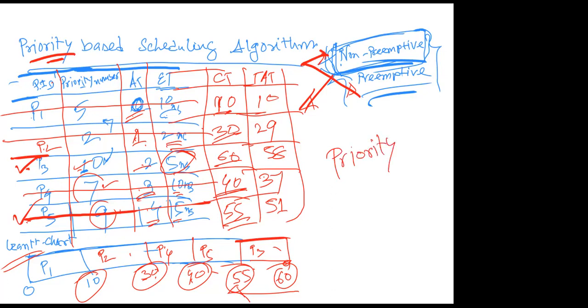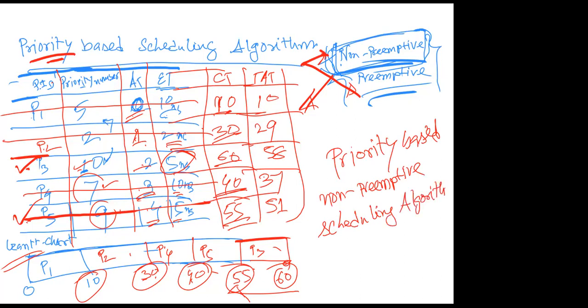This is the example of priority based non-preemptive scheduling algorithms. So let's take another example, for priority based preemptive scheduling algorithms, and check how it looks.